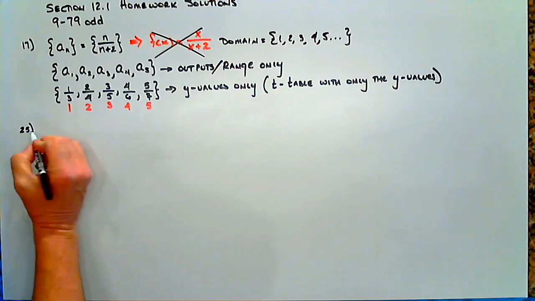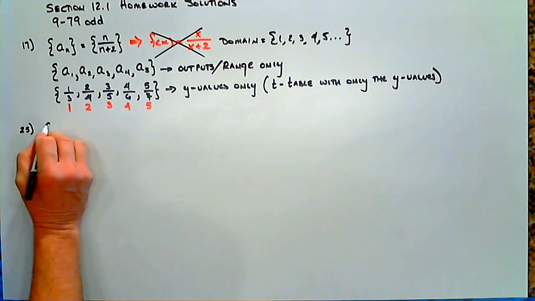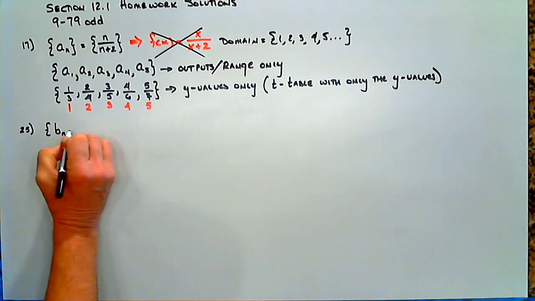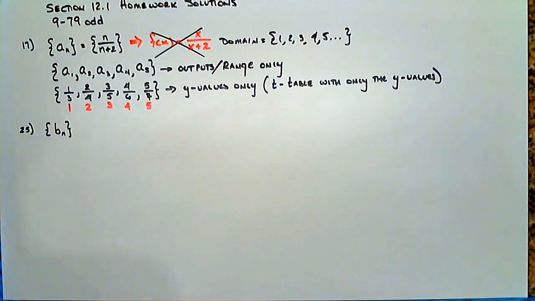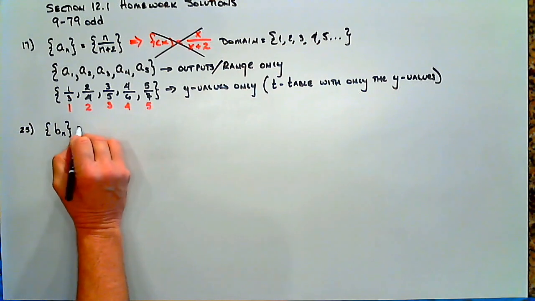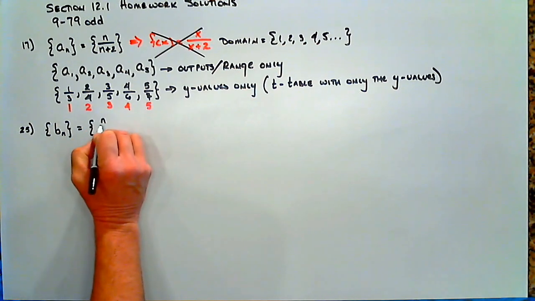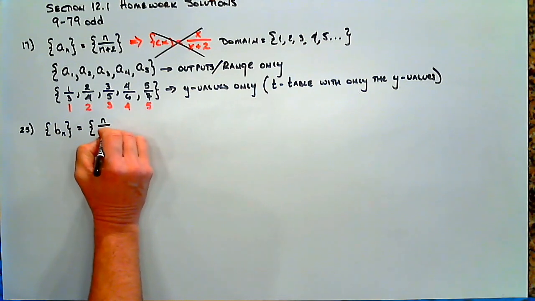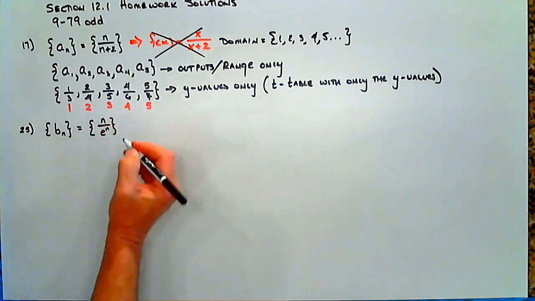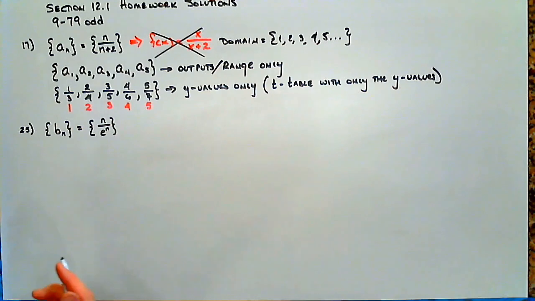It doesn't get any worse. 25 says B sub n. Again, in my lecture video, we used A, B, C, S to stand for sequences. B sub n is equal to n, right? My general term here is n again, divided by e to the n. So what do they want me to do? They want me to write down the first 5 terms.